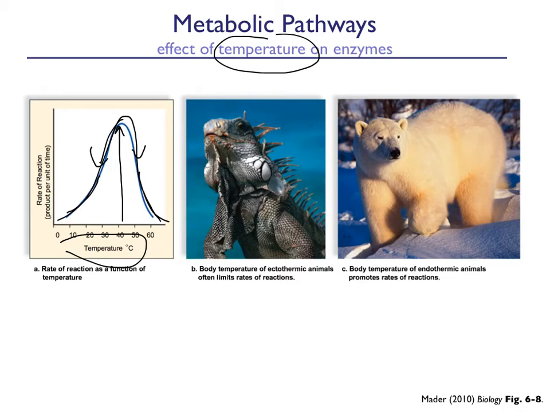So here, for endothermic animals, body temperature promotes the rates of reactions. For ectothermic animals, it sometimes can limit the rate of reactions. They're like these lizards laying out in the sun. If they get too warm, it'll slow down their metabolic rate because their enzymes will slow down. If they get too cold, again, their enzymes will slow down, and so the metabolism will slow down. And there's a good range in which their enzymes will be at peak and they'll be most metabolically active.